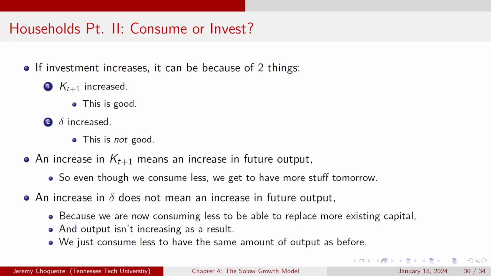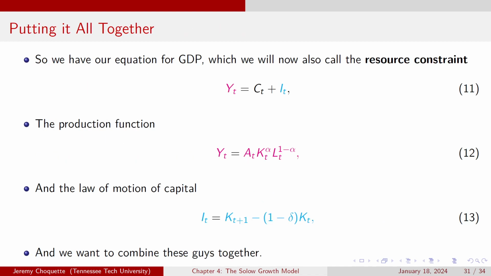Depreciation increases though. Well, you got to save more, you're consuming less, but that's just to keep output where it was before, which sucks. That's not good. So let's put some of this stuff together because we learned about GDP, we learned about the production function, and we learned about the law of motion of capital. And we can put these three together.